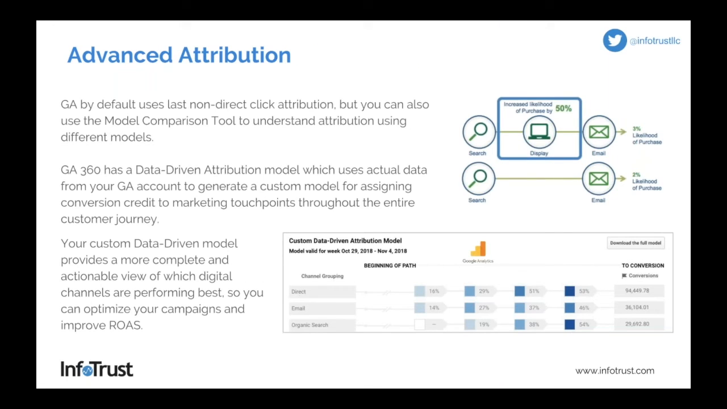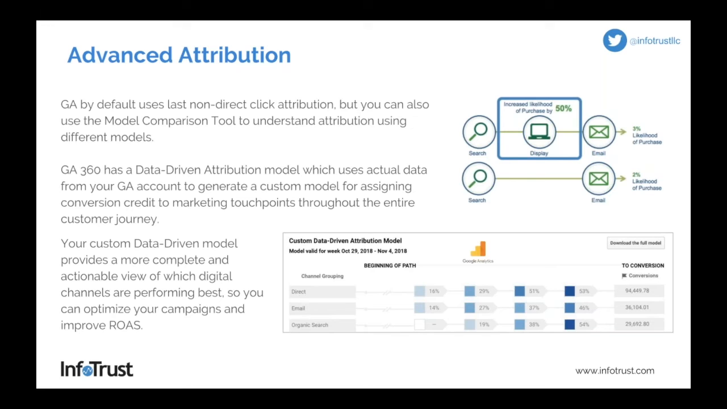The last piece I want to talk about is advanced attribution. So Google Analytics by default uses a last non-direct click attribution. But you can also use, in the standard version, what's called the model comparison tool to understand attribution, and that's using additional models. So there's a couple of different models that you can use within the standard version to see how it's going to change the valuation of your different channels.